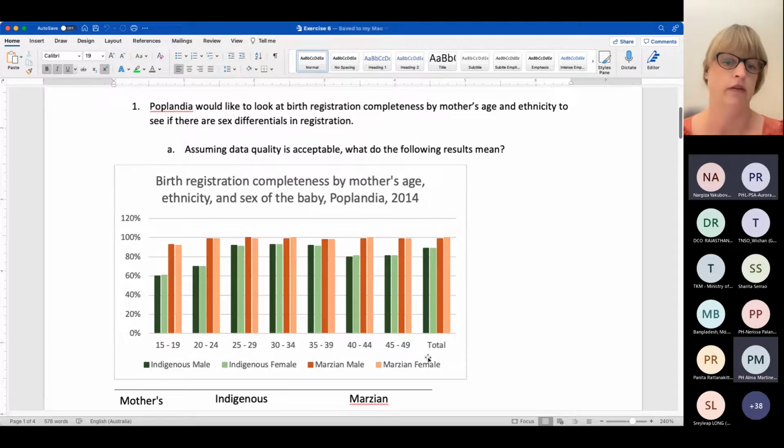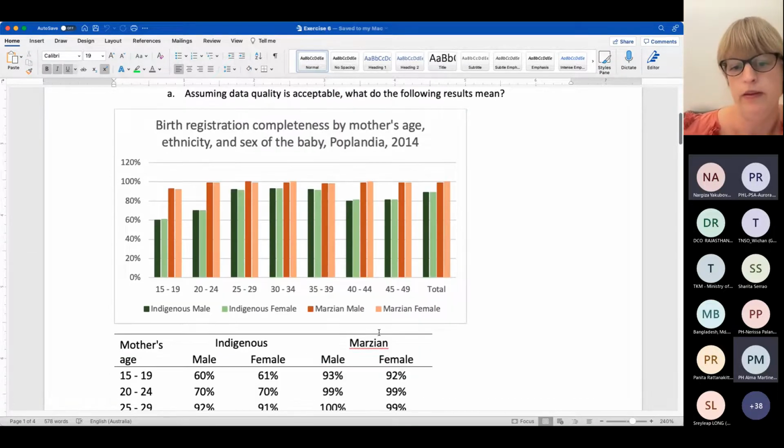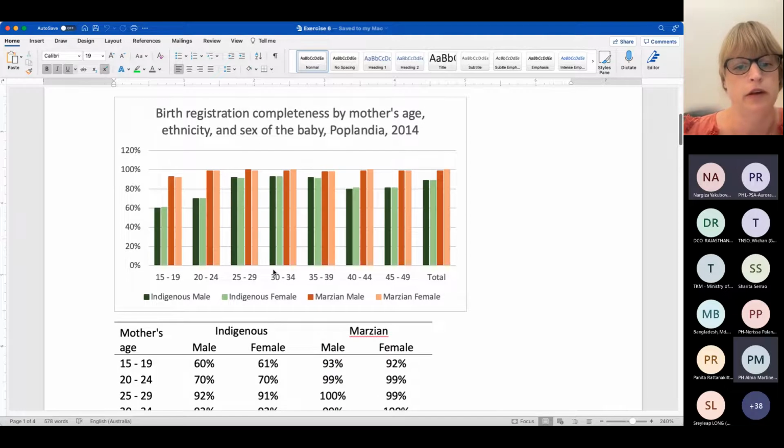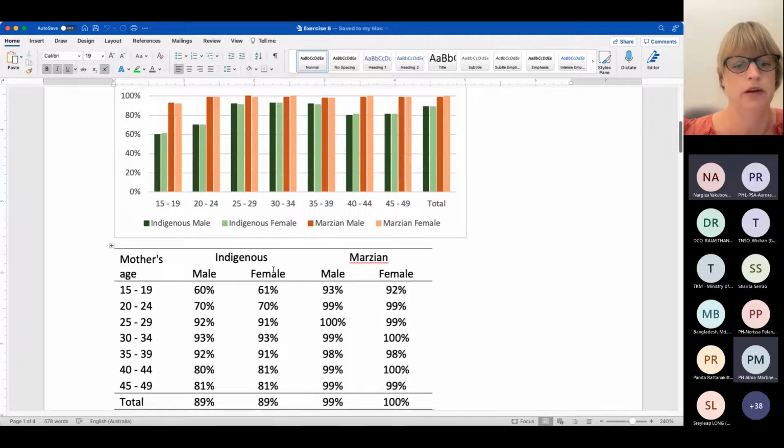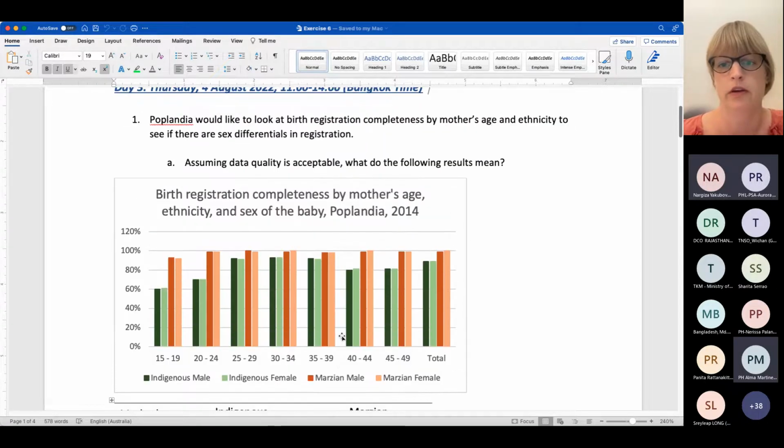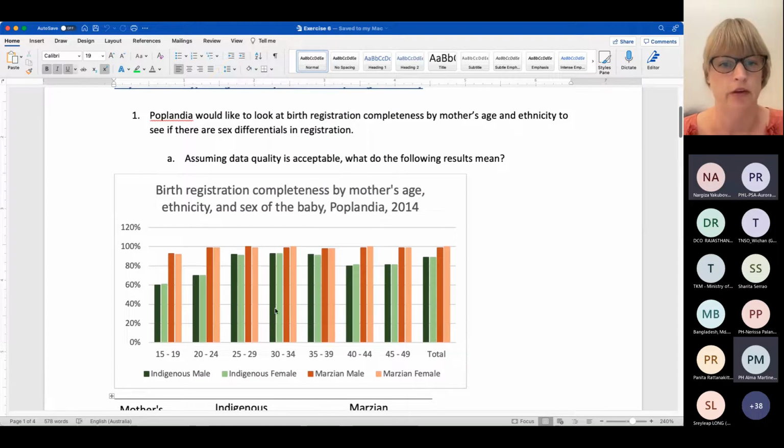Here we have our graphs by mother's age, and then we have Indigenous males and females, and the Marsian males and females. Just in case you want the actual numbers, because some of these are quite close, there's a table down below, and you can look at the actual numbers of birth registration completeness. I'll give you a couple of minutes, have a think, look at the table, look at the graph, and why don't you post on the Jamboard what you think the following results might mean?